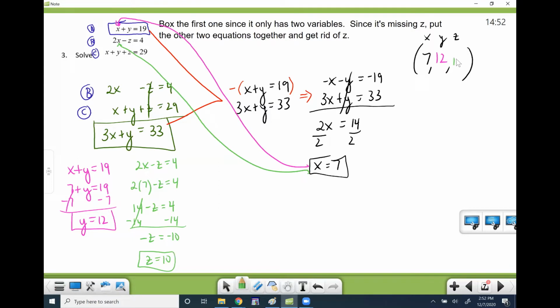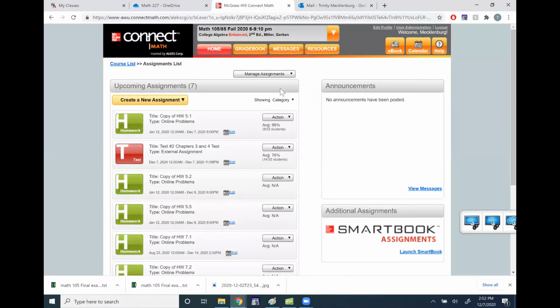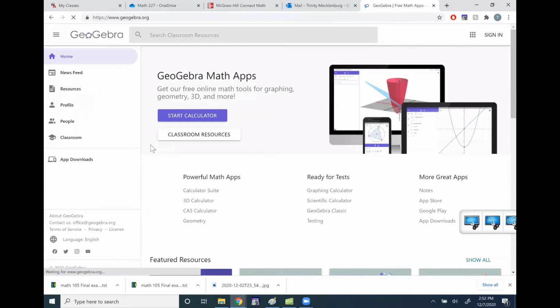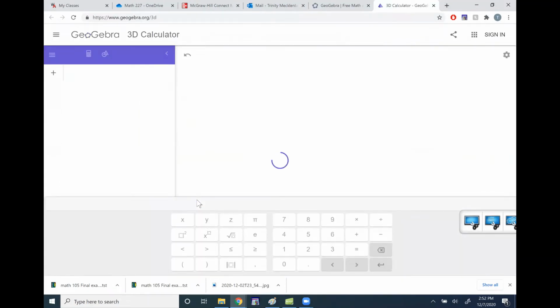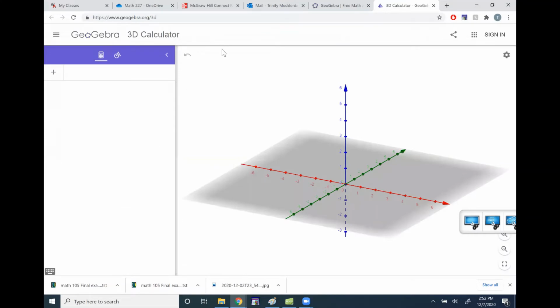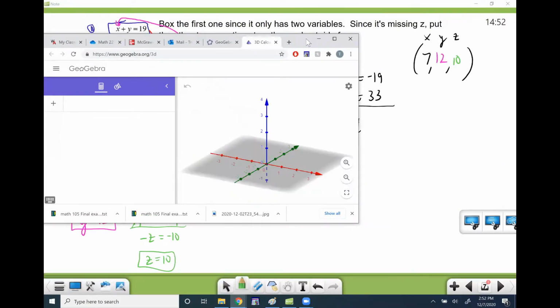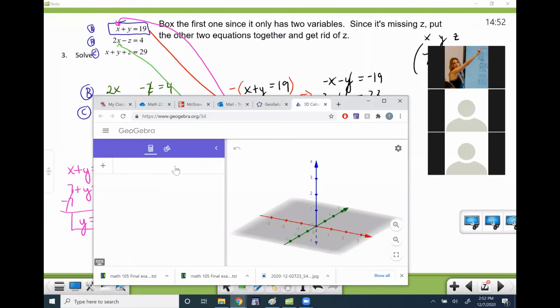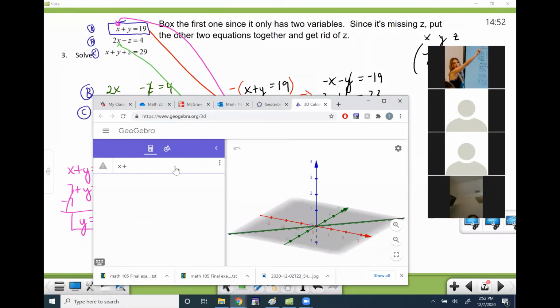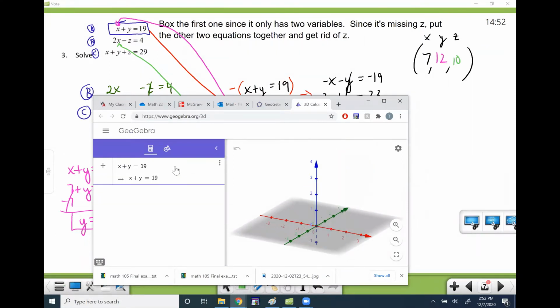There it is. Okay. So I asked you guys what these were. I said, are these lines? And I got dead silence. All right, let's go figure out what these are, you guys. Remember, GeoGebra has a 3D calculator. And we graphed these in 3D space last time, right? Okay, so let's go and see what one of these are. I'm going to graph x plus y equals 19.